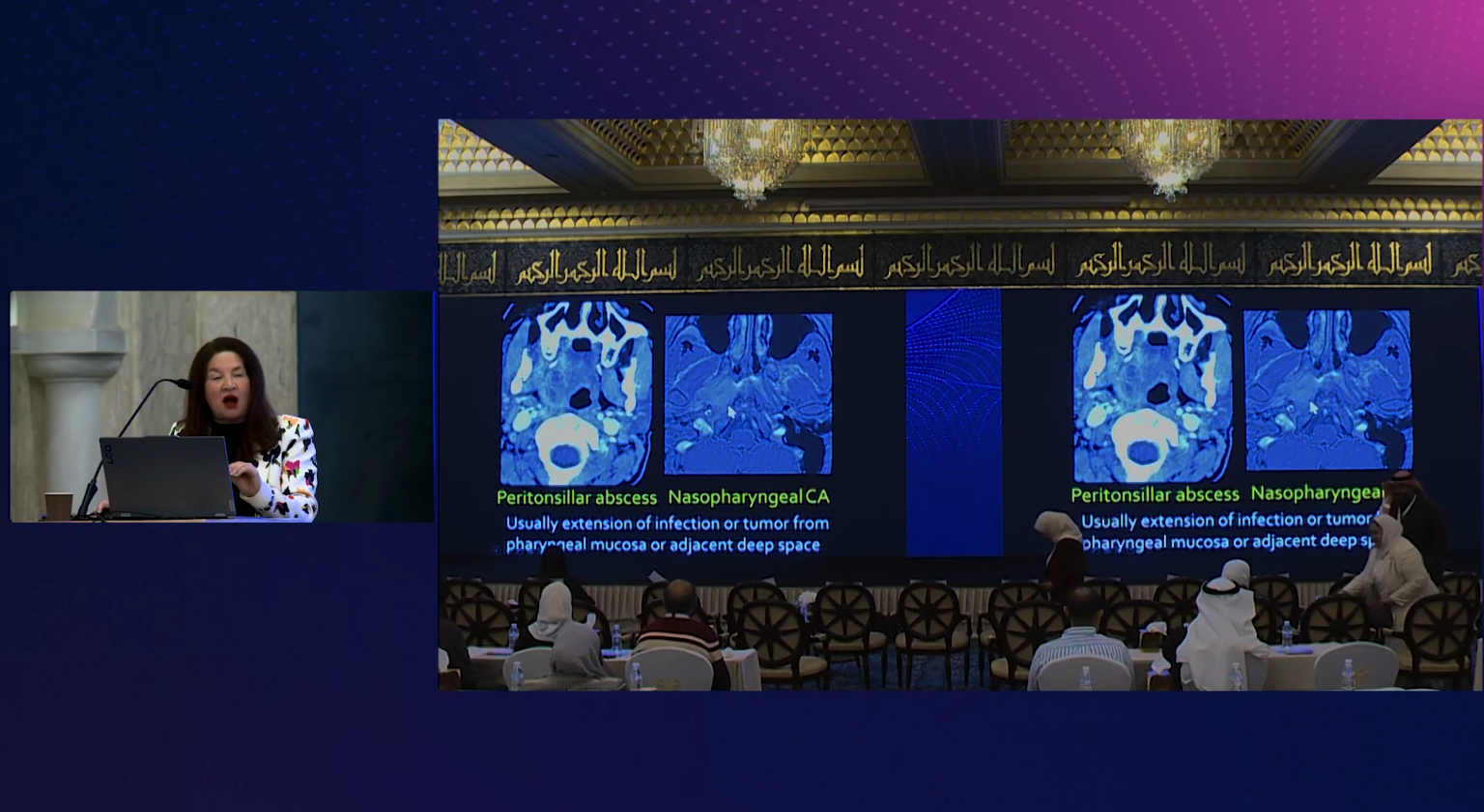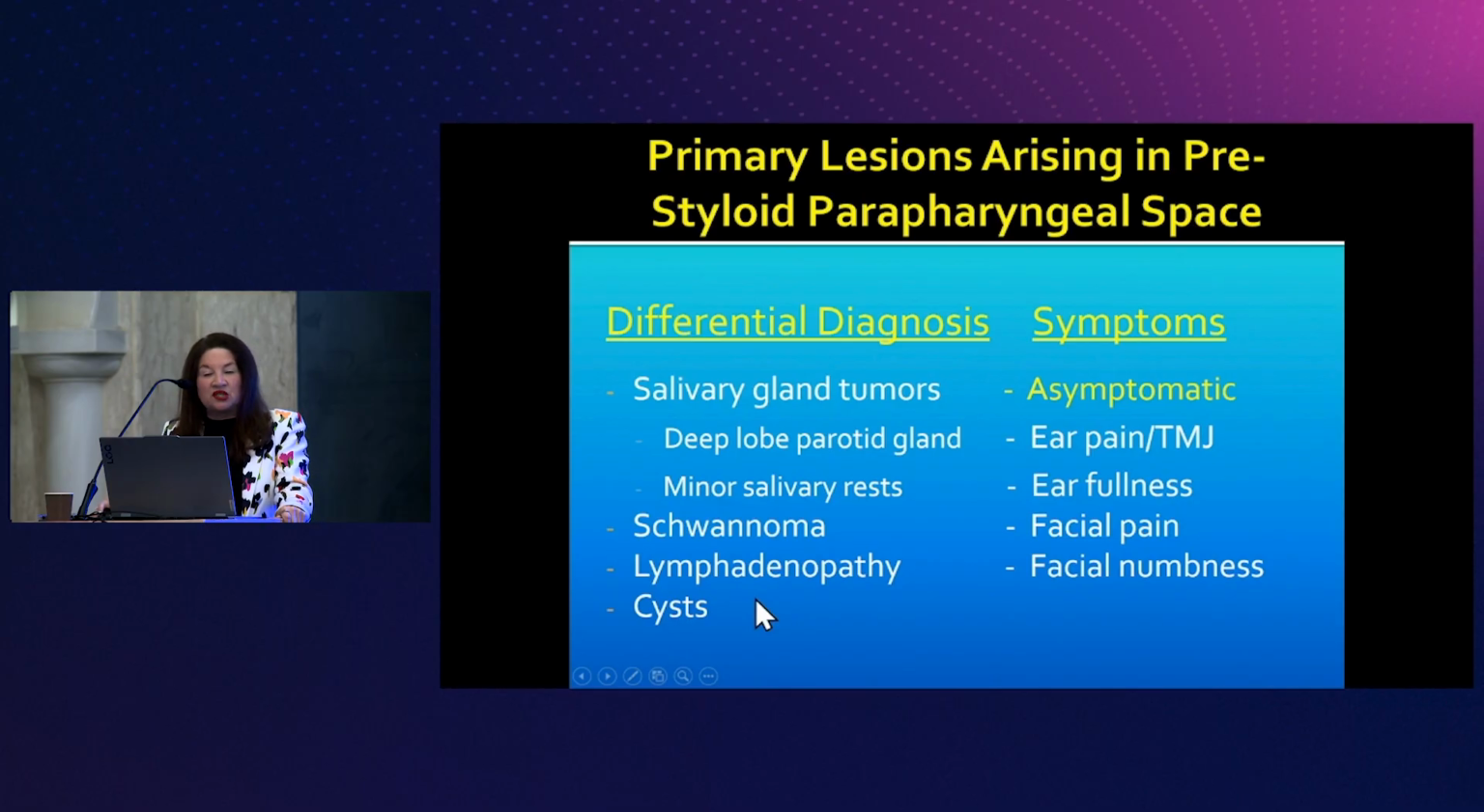But today's talk is about lesions arising primarily in these locations. So primary lesions in the prestyloid parapharyngeal space, differential diagnosis: salivary gland tumor, salivary gland tumor, salivary gland tumor. And once you've decided that you're probably looking at a salivary gland tumor, you want to determine whether it's coming from the deep lobe of the gland or from minor salivary rests. The surgical approach, if they're going to be resected, is different.